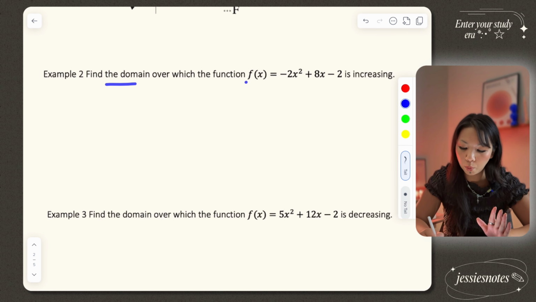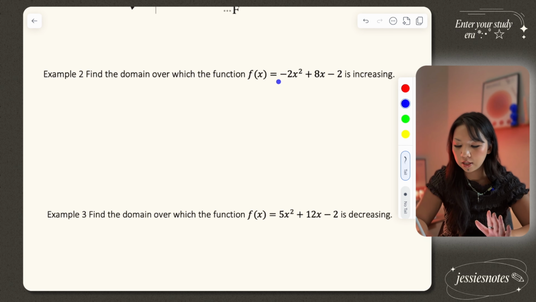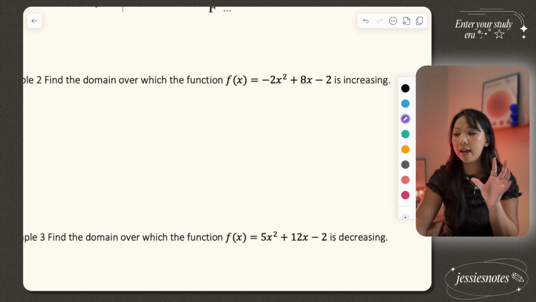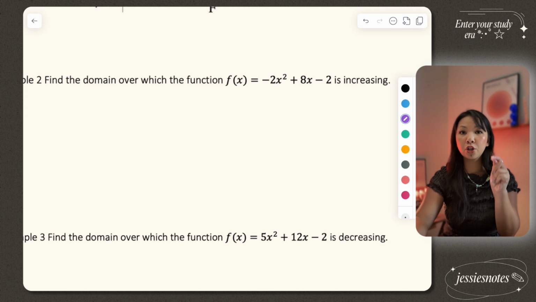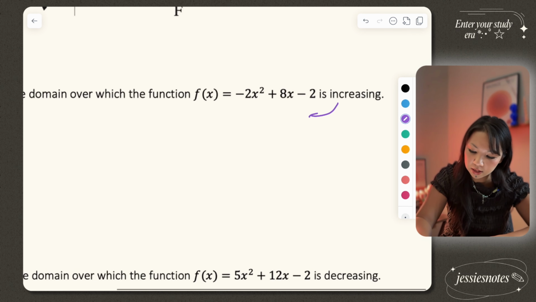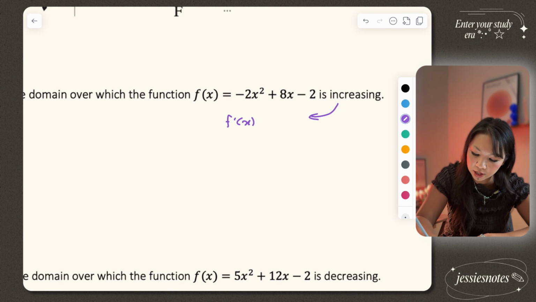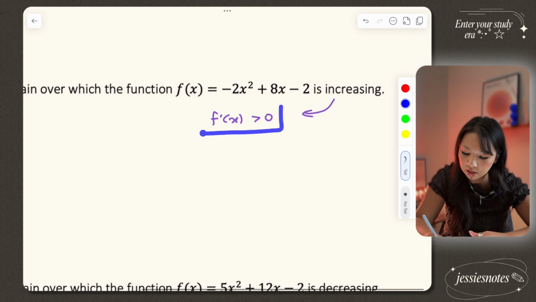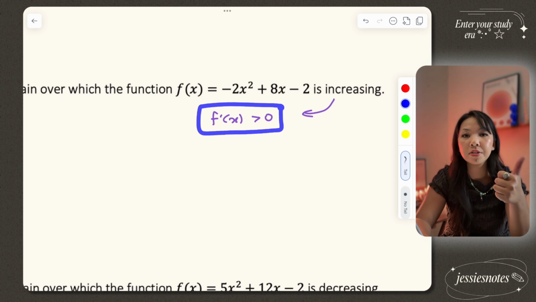Find the domain over which the function f of x equals negative 2x squared plus 8x minus 2 is increasing. So you want to get into the habit of, anytime you notice the terminology of decreasing or increasing, translating that into maths. Increasing simply means that the gradient of the tangent, or f dash x, is greater than 0.